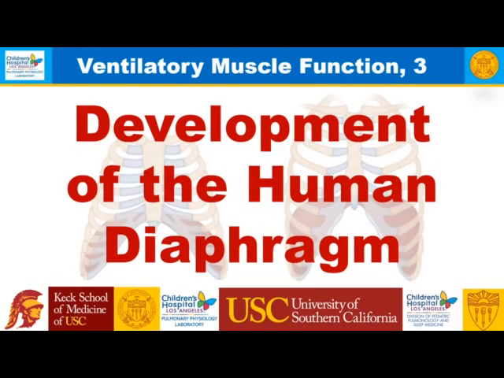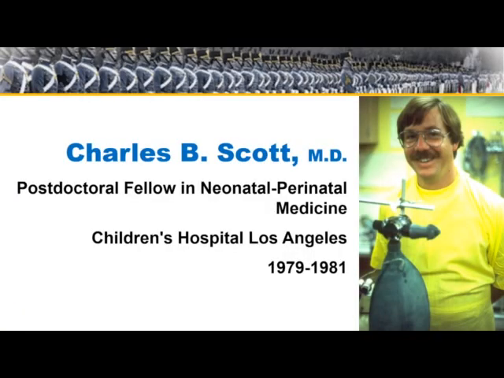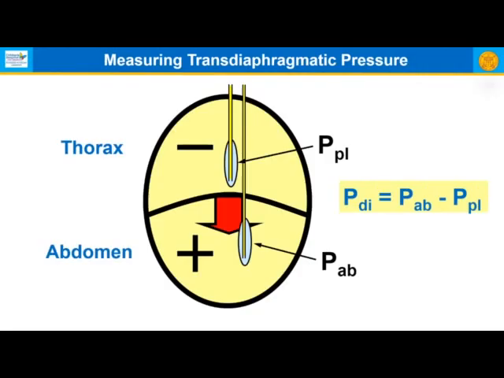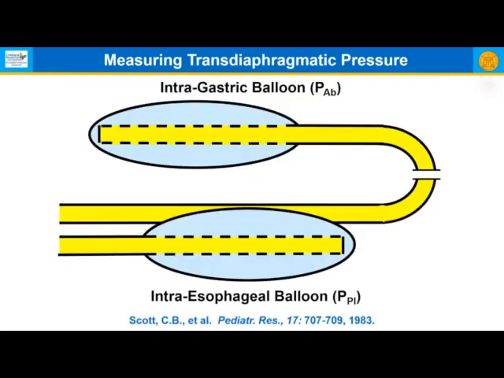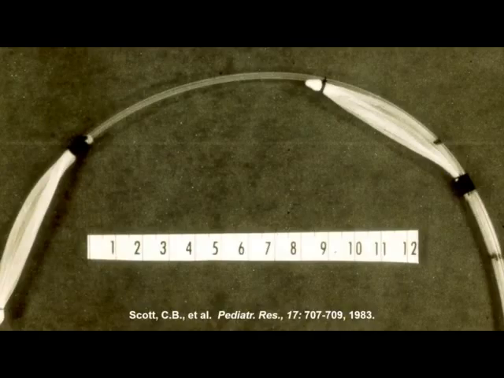So let's look at development of the human diaphragm. Chip Scott was a neonatal perinatal fellow at Children's Hospital Los Angeles, 1979 to 81, and he did a study looking at development of the human diaphragm. He measured transdiaphragmatic pressure, and we've talked about that before. An esophageal balloon measures interpleural pressure, a gastric balloon measures abdominal pressure, and PDI is abdominal minus pleural. And this is a picture of one of the balloons he actually used in his study.